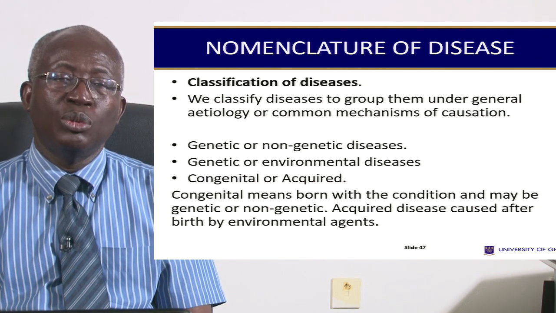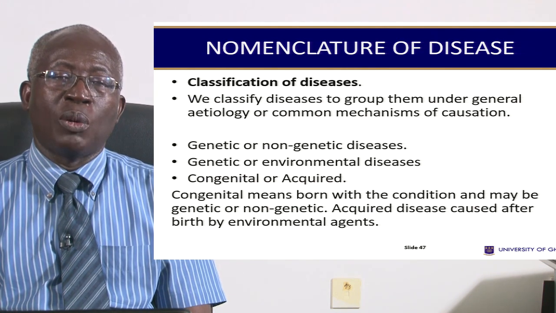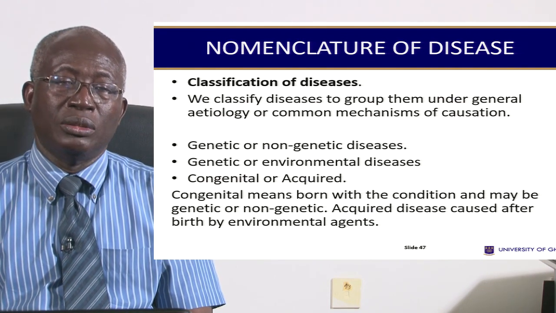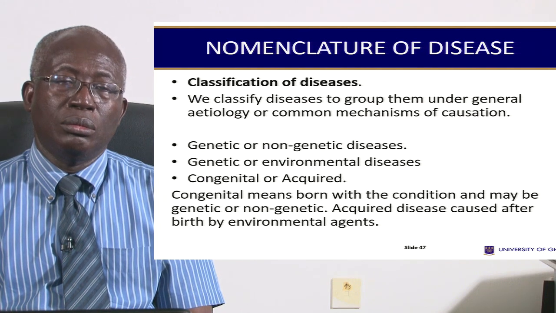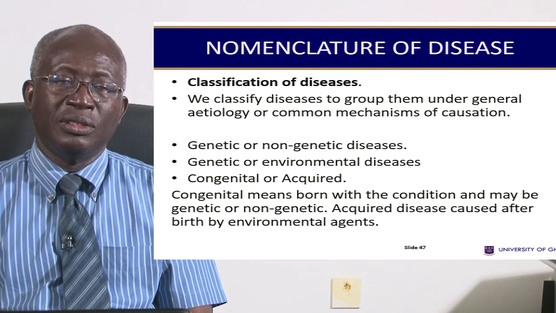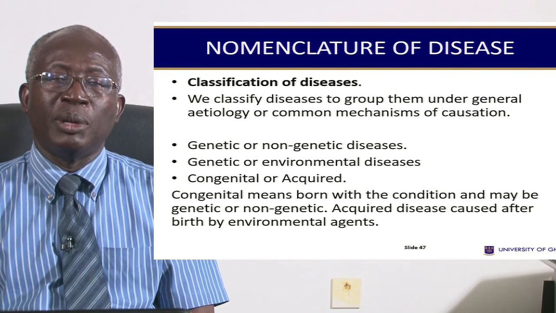Then there is another way, congenital or acquired classification. Congenital means born with the condition. The condition we are born with may be genetic or non-genetic. We may have it in our genes, or it is because of the environment of the womb or uterus that gives the disease. Acquired diseases in this case mean that after birth of the person, this disease occurs due to environmental agents.